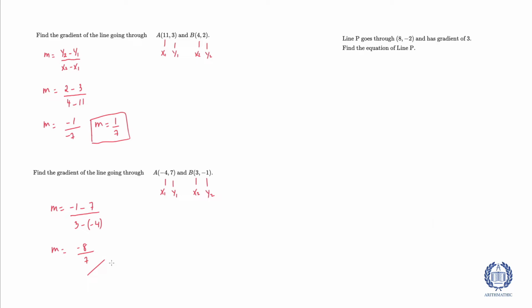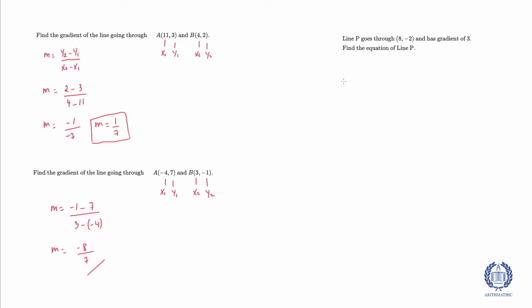Make sure you write this down and take notes if you don't know how to find the gradient. Then I'm going to go through the next one, which is how to find the equation of the line. This next question says line P goes through (8, -2) and has a gradient of 3. Find the equation of line P.